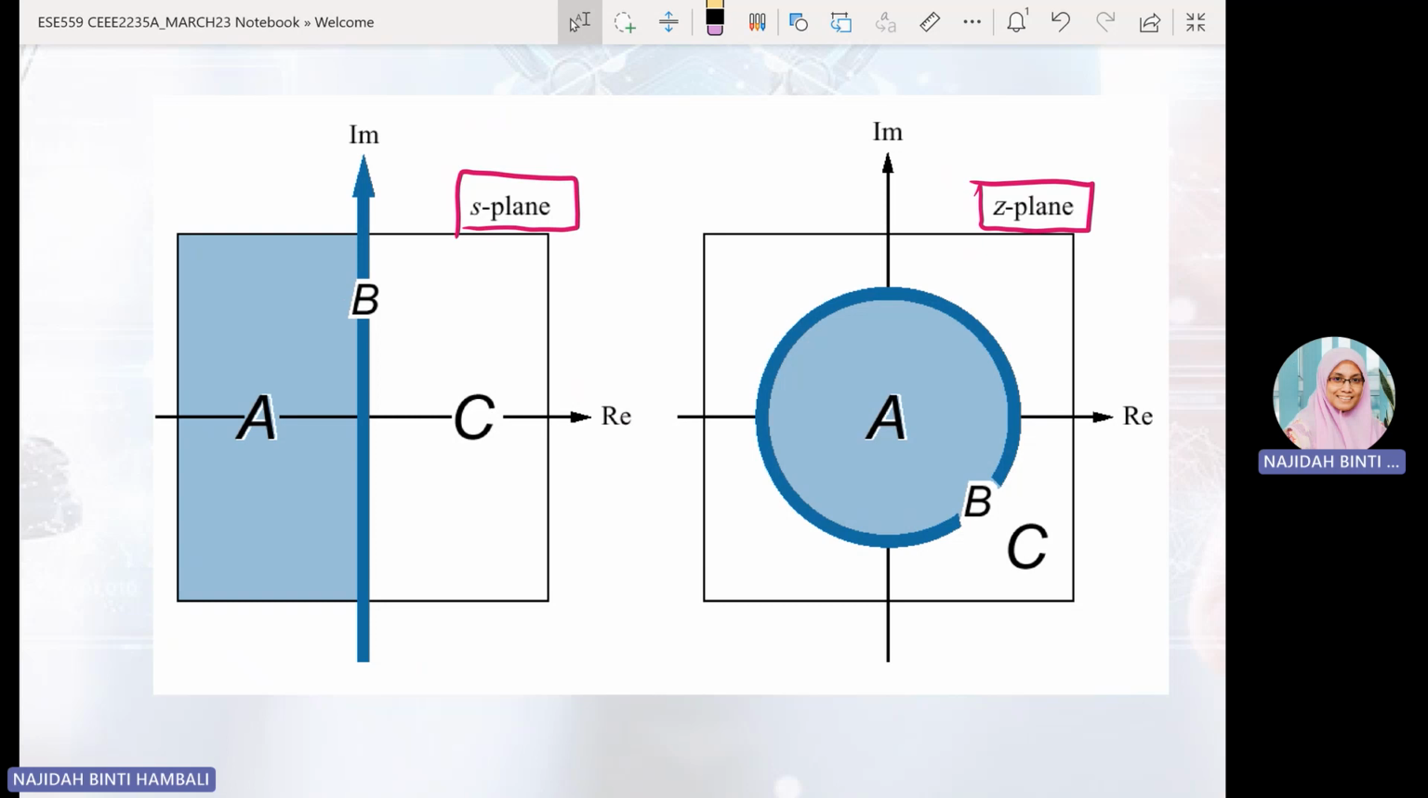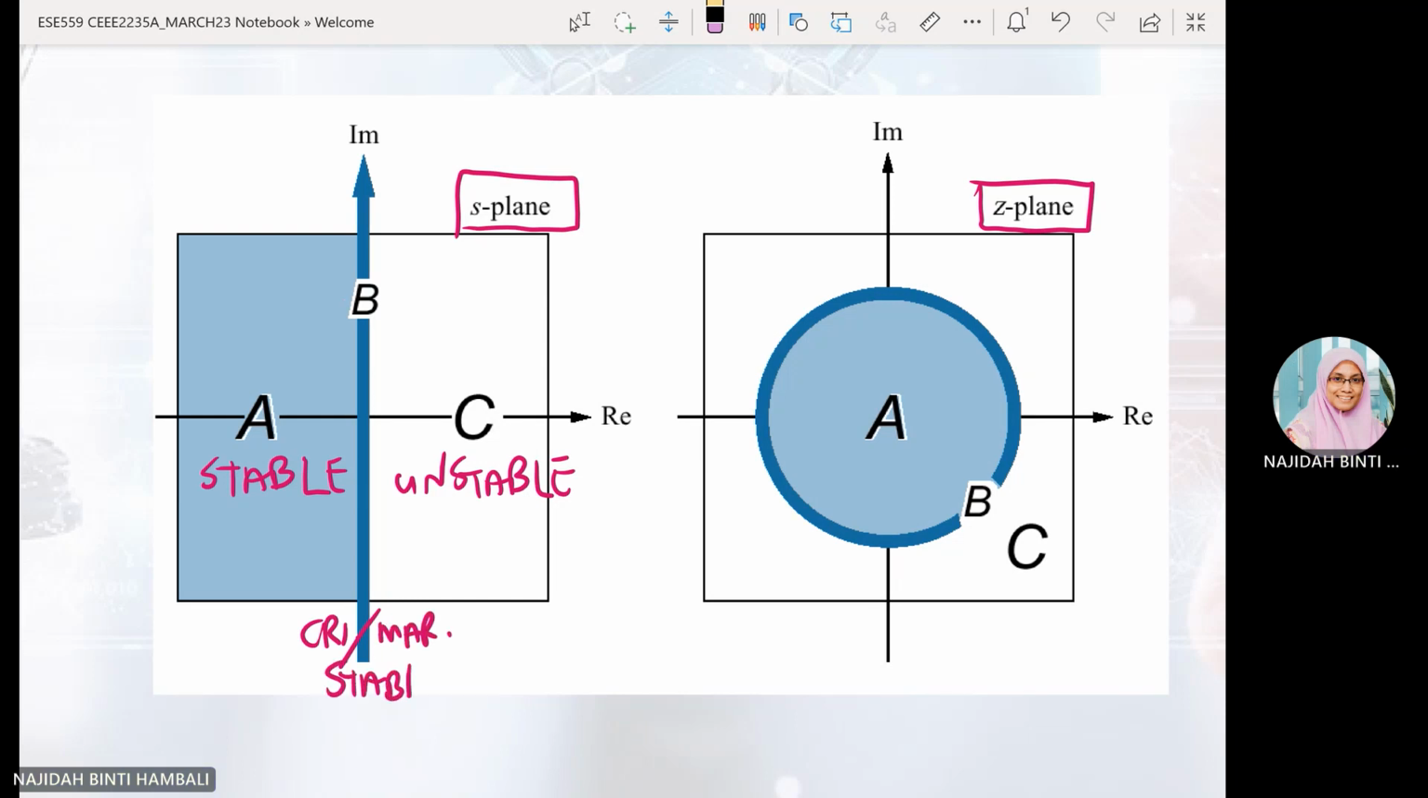For the S plane, we know that on the left half plane, the shaded area is the stable region. So on the right side, the white area is unstable. And the imaginary axis is critically or marginally stable. How about the Z plane? Stability.